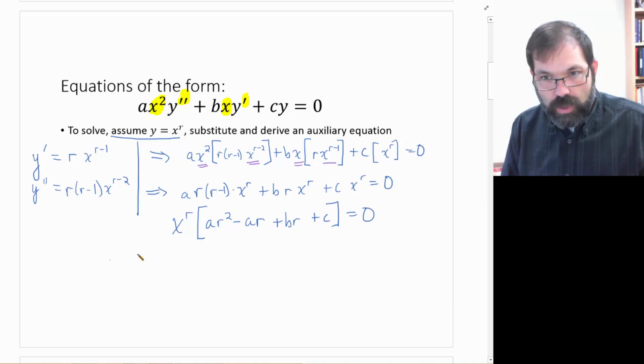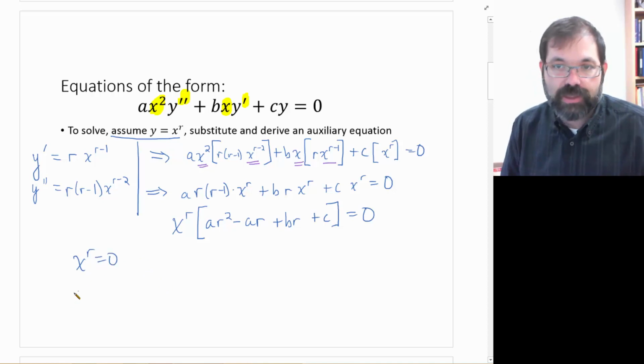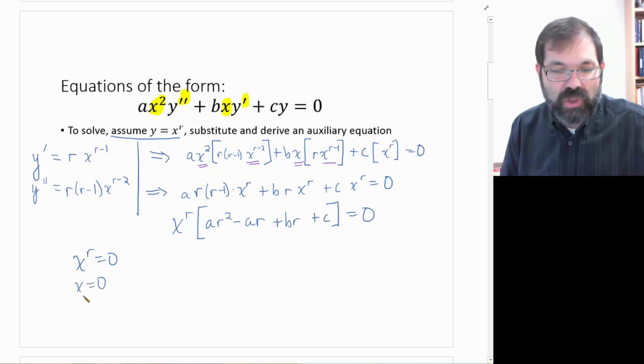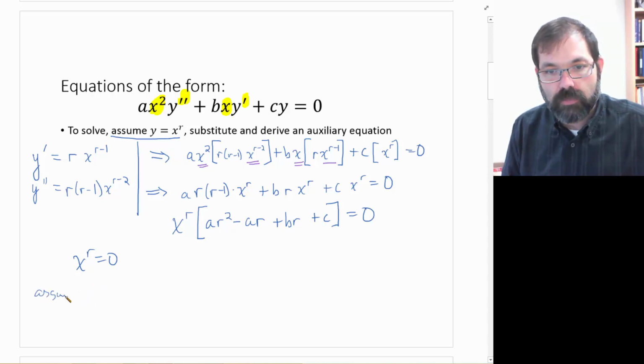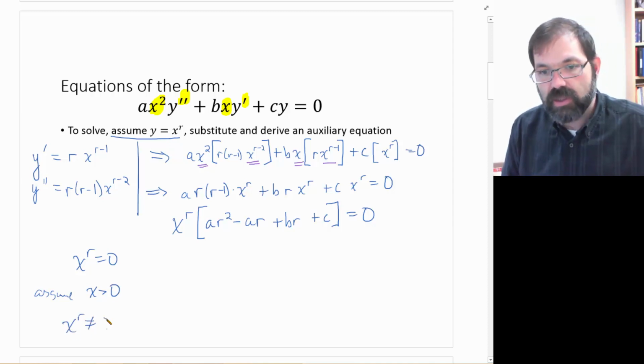So now, we can either have x to the r equal to 0, which implies that x is equal to 0. That's kind of boring. So let's assume that x is greater than 0, so then x to the r cannot equal 0. Let's make that assumption, and let's focus on the rest.